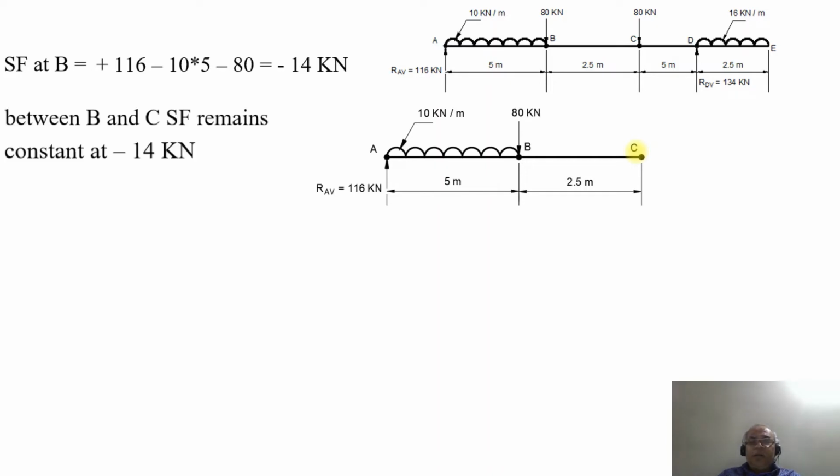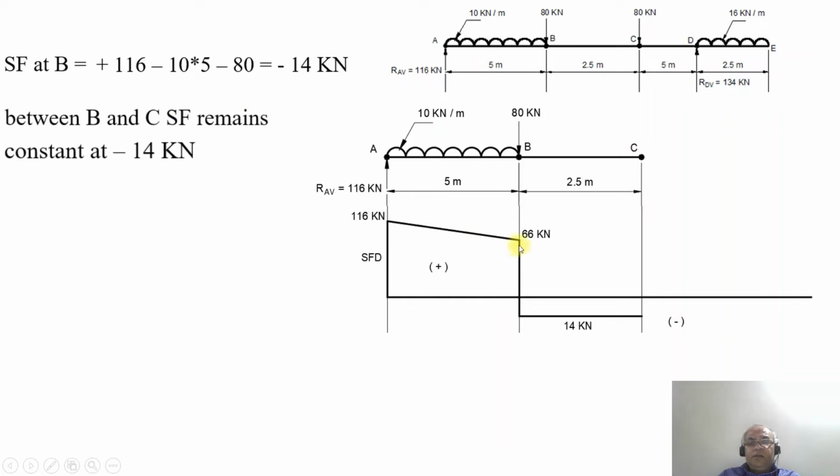So what happens? The shear force drops from plus 66 kilonewton to the minus sign, which is minus 14 kilonewton, because of the point load at the point B. Between B and C, as there is no other load acting on the beam, SF remains constant. So from minus 14 kilonewton at the point B, it is minus 14 kilonewton at the point C also, because we are not yet considering the point load. Now we are going to consider the point load, see what happens.